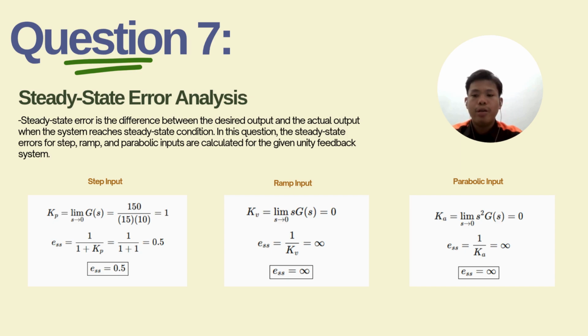For the ramp input, the velocity error constant Kv is 0. Therefore, the steady-state error is infinity. Last but not least, for the parabolic input, the acceleration error constant Ka is also 0. So, the steady-state error is infinity. From this result, we can conclude that the system is able to respond to a step input with a finite steady-state error of 0.5, but it cannot accurately track ramp and parabolic inputs because their steady-state errors are infinity.